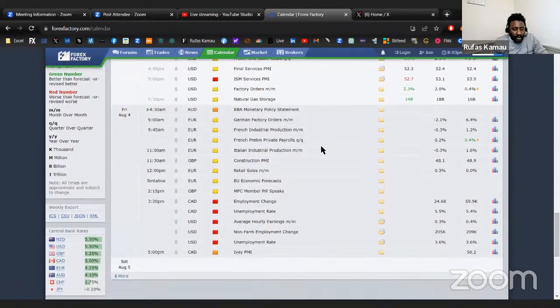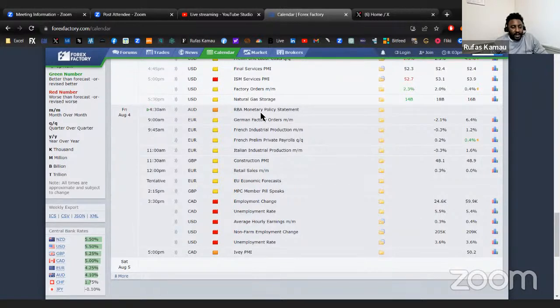Going on towards the last day of the week, we will be expecting to see at 4:30 a.m. the RBA monetary policy statement. This is basically in follow-up of the decision that was made earlier in the week.